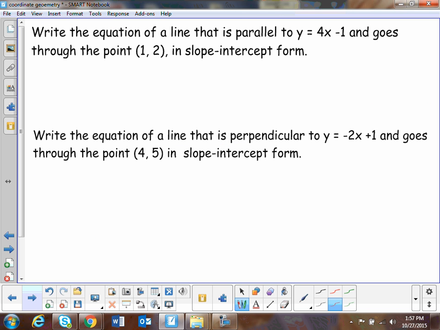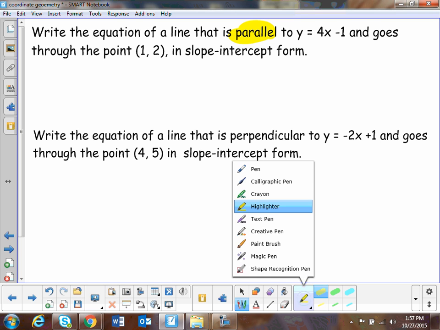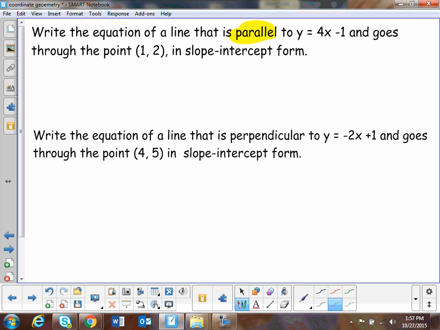So the first one says write an equation of a line that is parallel to y equals 4x minus 1, and it goes through the point (1, 2), writing in slope-intercept form. Tell me one thing we know about this new line. Because this gave us some information about the other line, which, by the way, I would highlight that word right there. What do we know, Lane, about this new line? Very good.